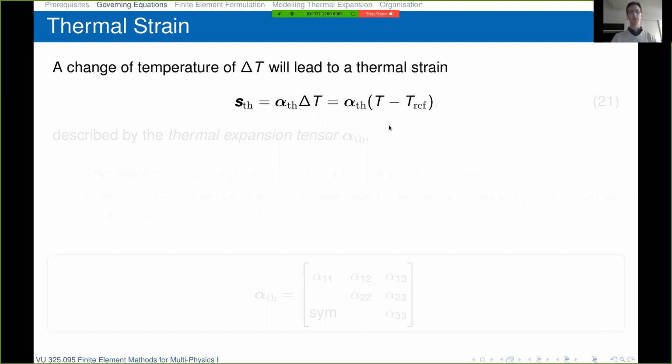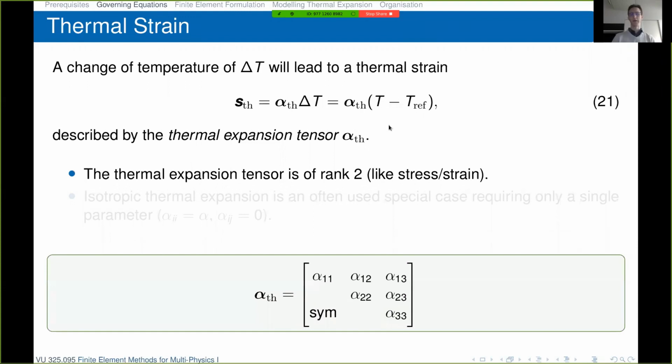And the thermal expansion tensor, alpha thermal, has to be of the same rank as the strain tensor, since it relates a scalar temperature change to a tensorial strain quantity. So in general, the thermal expansion tensor is of rank 2, like the stresses and strains we have. And very often, it has 3 components in the diagonal, has to be symmetric, and it has 3 off-diagonal terms describing the shear strains, and the normal strains are, of course, in the diagonal.